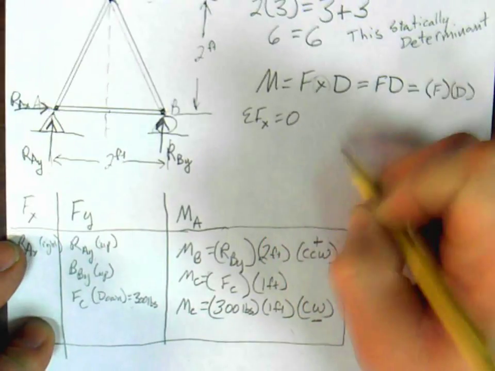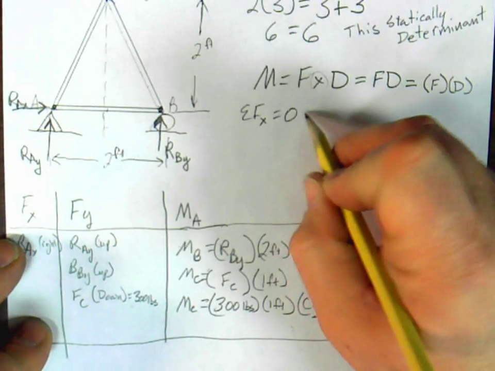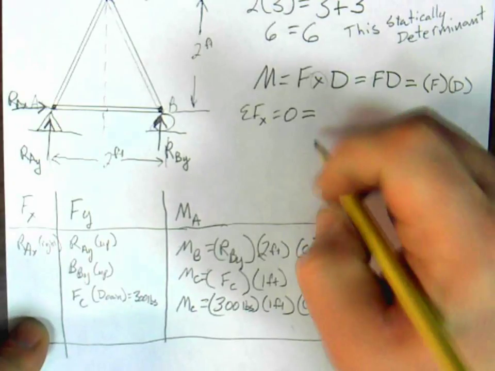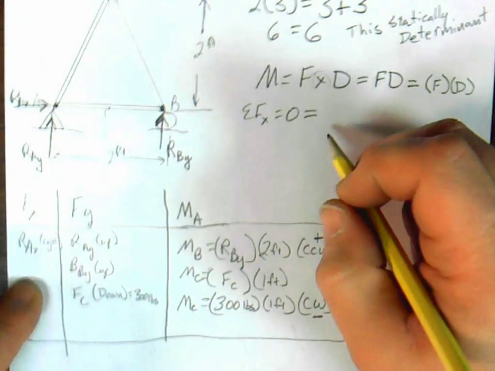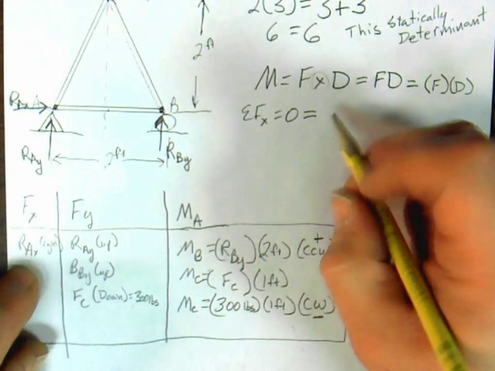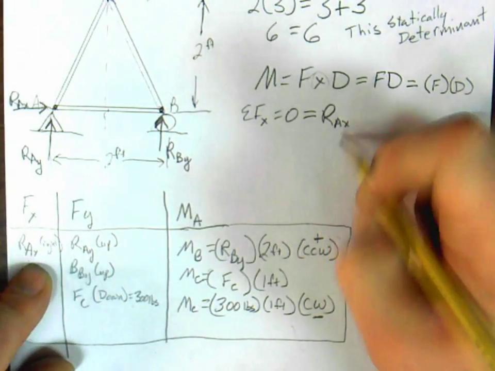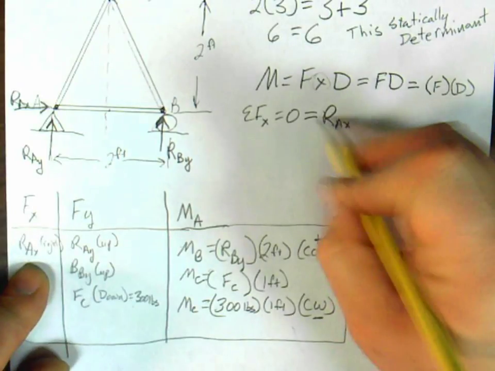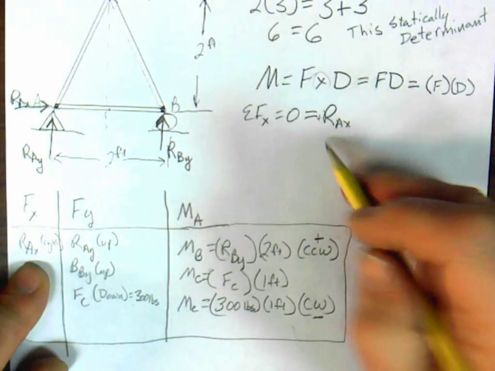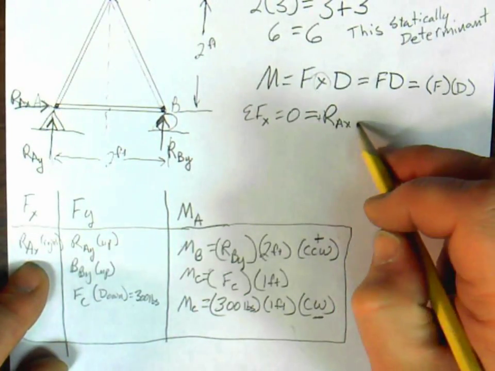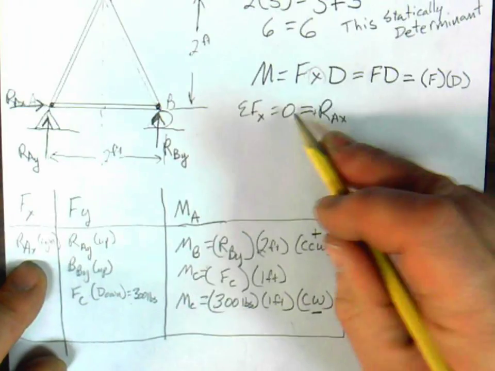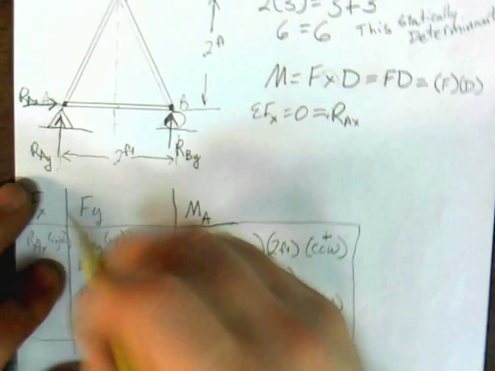Well, we come back to our tab here. We've got Ra of x is the only one, and that's to the right, so that's positive. Alright, well, nothing else there, so Ra of x is equal to 0. We can go right back over here and say equals 0 pounds. Nothing, no force is being applied there.